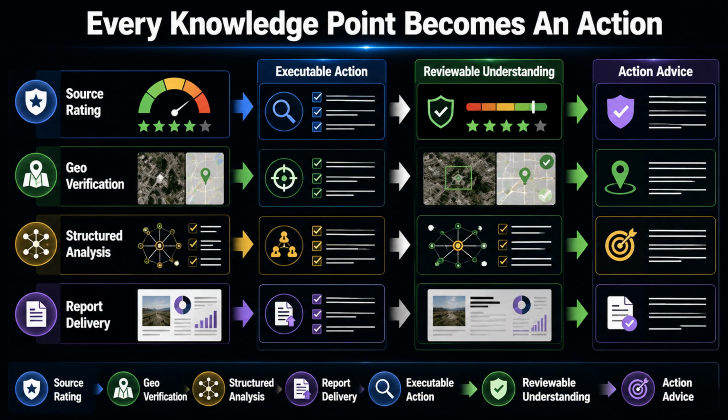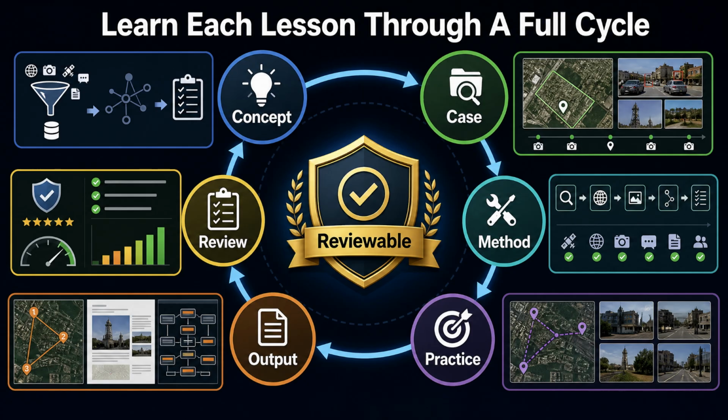After each lesson, you should be able to do one small thing better. Name a file clearly, capture a timestamp, record uncertainty, or write "likely, but limited by," instead of pretending certainty. Each lesson follows a cycle, but not as a formality. Concept, case, method, practice, output, review. Those steps exist because "I understand it" and "I can use it" are different things.